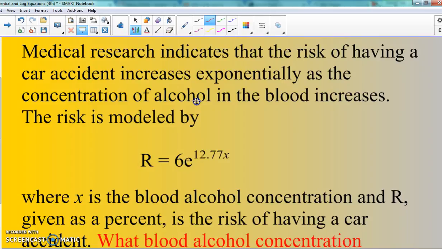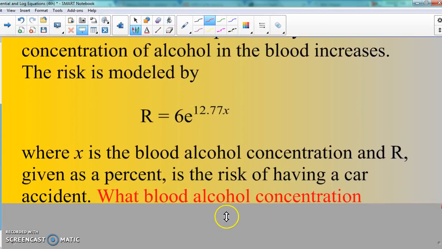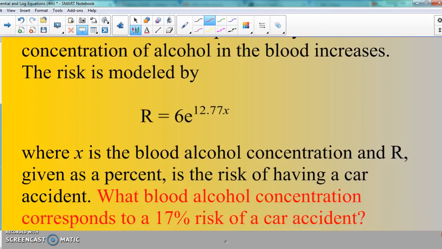And here, the x is the blood alcohol concentration, and R is going to be given as a percent, so we're going to just take that number here. We're not going to worry about the percent, changing it to a decimal. We're going to keep the number they give us. But R is the risk of having a car accident. Now, our whole thing here, the question is what's in red here. What blood alcohol concentration corresponds to a 17% risk of a car accident?